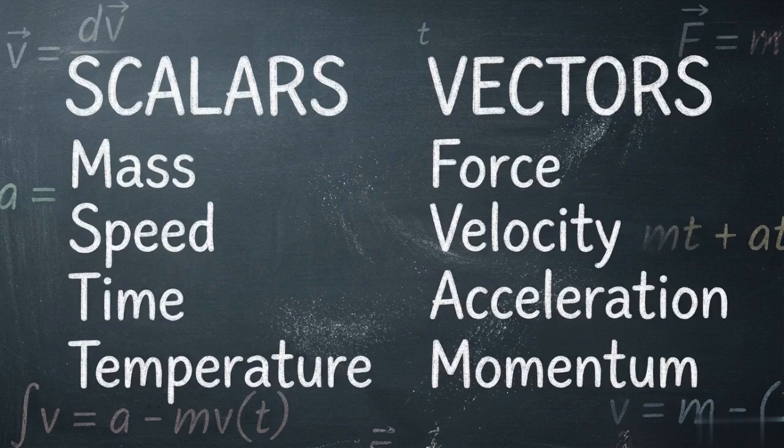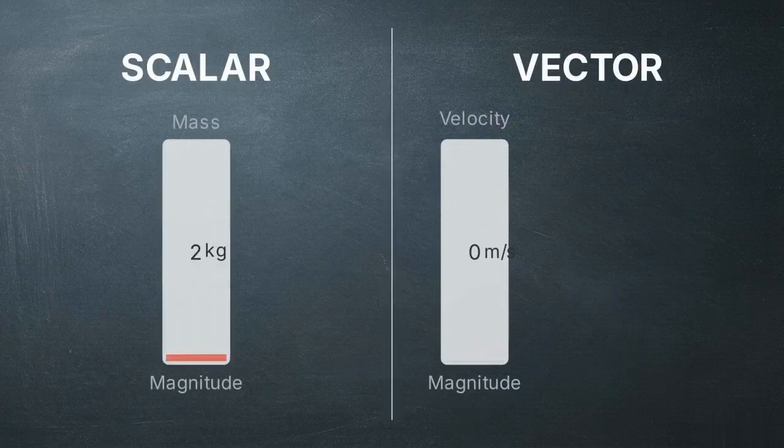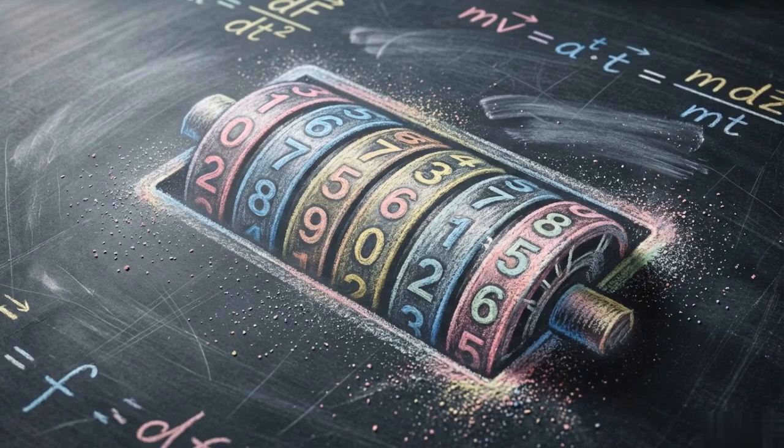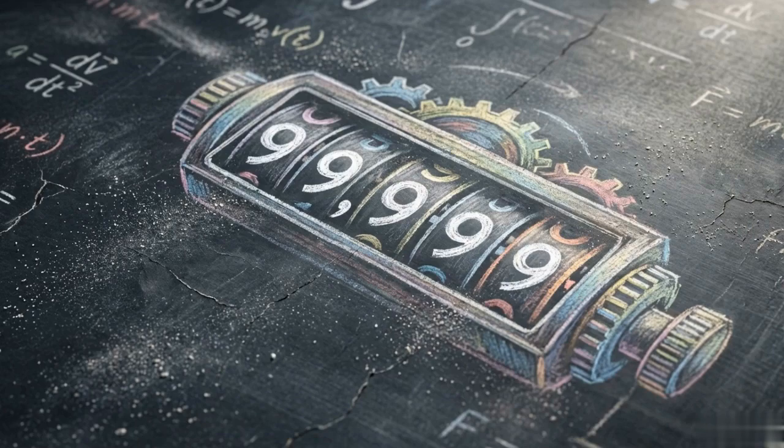Once the reference frame is set, we measure motion using two distinct classes of data: scalars and vectors. A scalar has only a magnitude, like mass. A vector requires both a magnitude and a specific spatial direction to exist. Distance is a scalar measurement. It acts like an odometer, tallying the total length of the physical path traversed. Because it only accumulates magnitude regardless of direction, distance can never be a negative number.